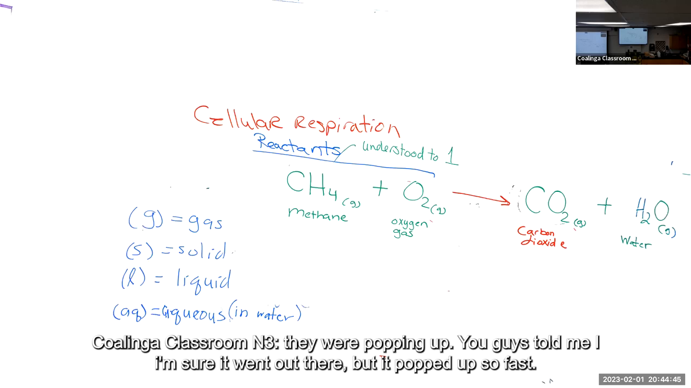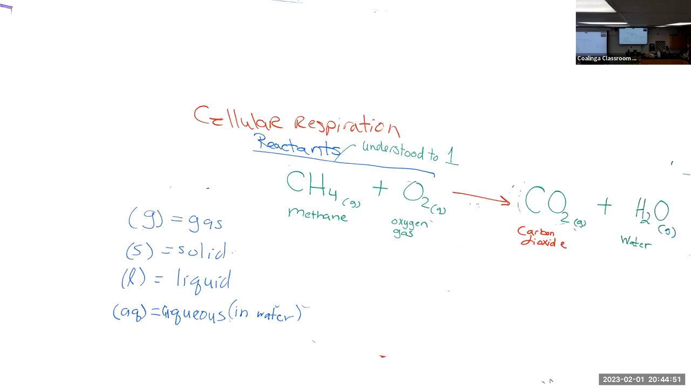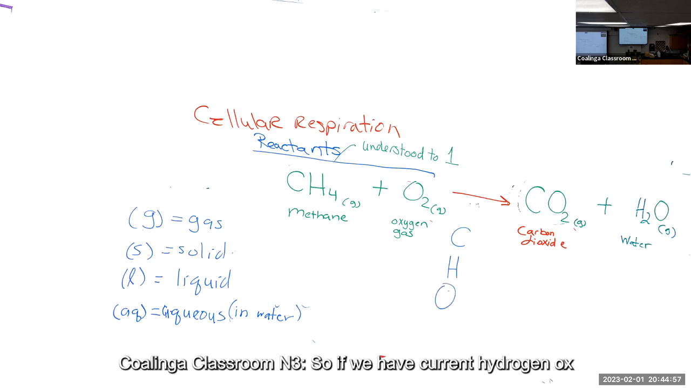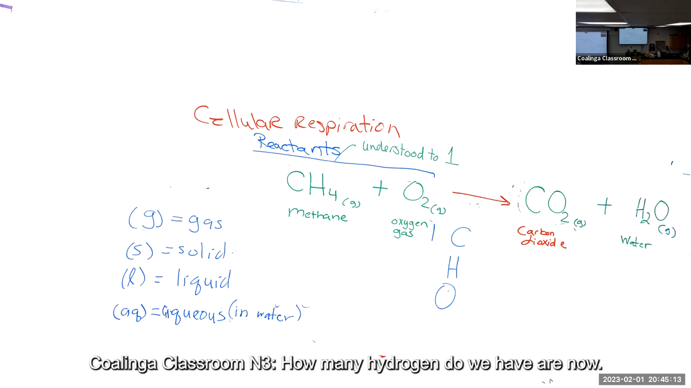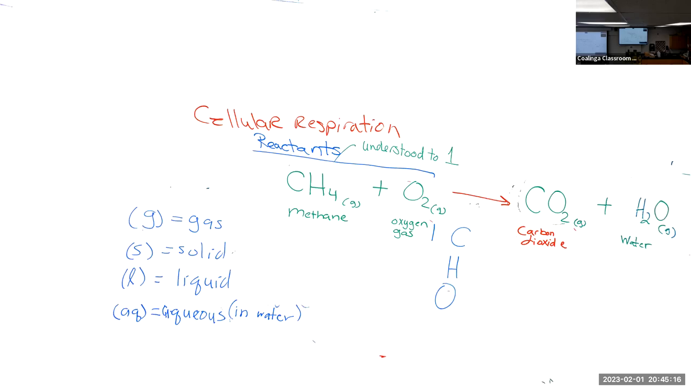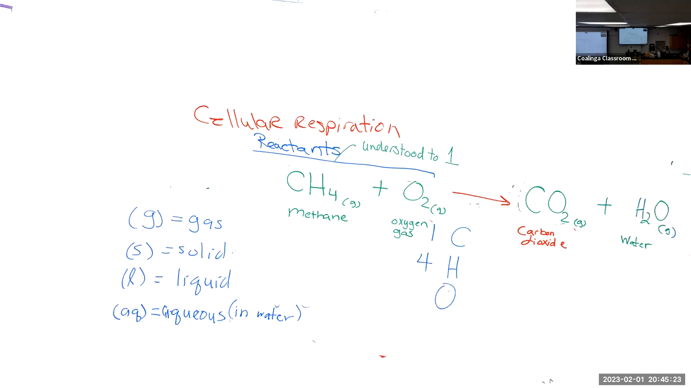They were popping up. I'm sure it went up there, but it popped up so fast. So I'm going to assume that you said carbon, hydrogen, and oxygen. Okay. So since we have carbon, hydrogen, and oxygen, on my reactant side, how many carbons do we have? Let's go, Kalinga. One. How many hydrogens do we have? Parnell. How many oxygens do we have, Parnell? Okay, 2.